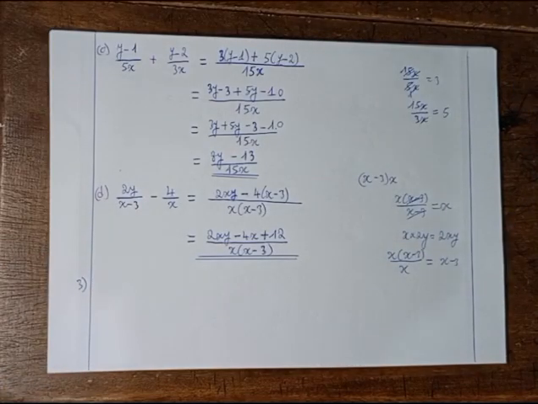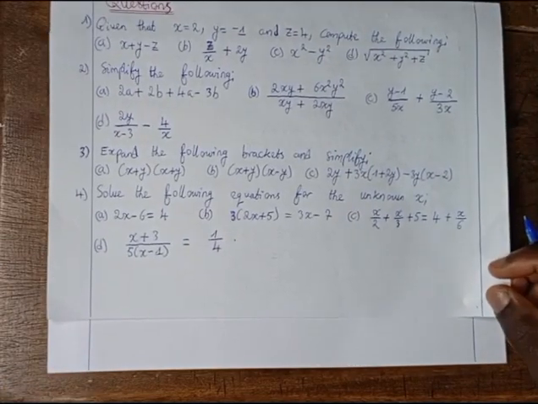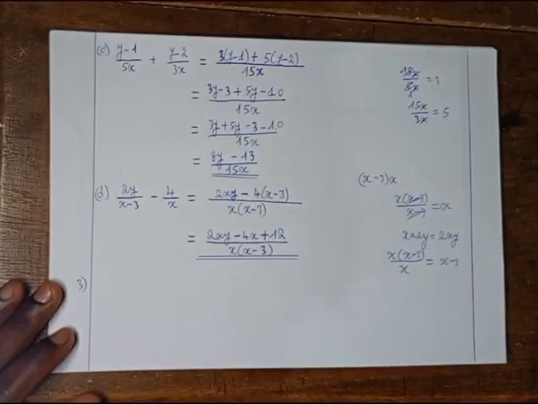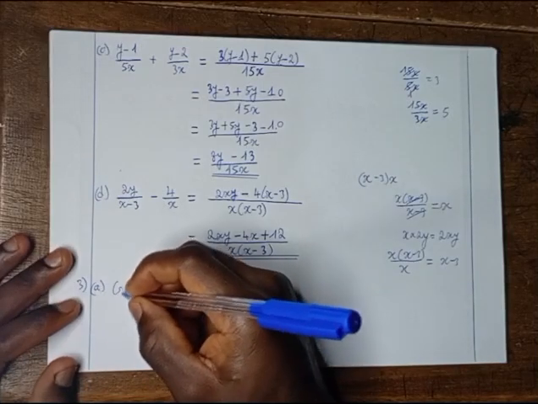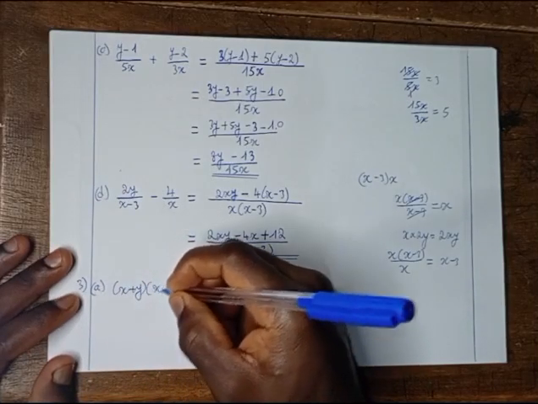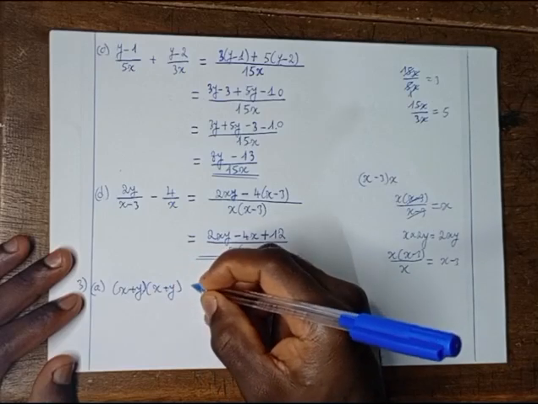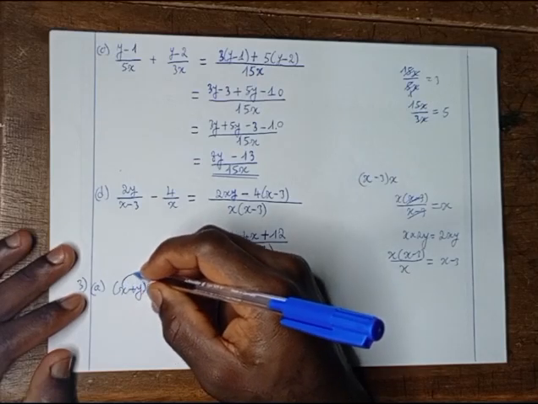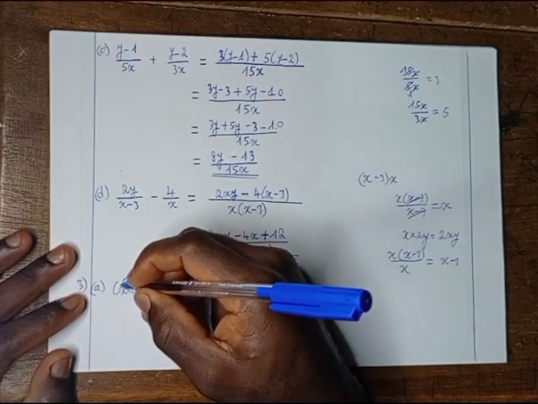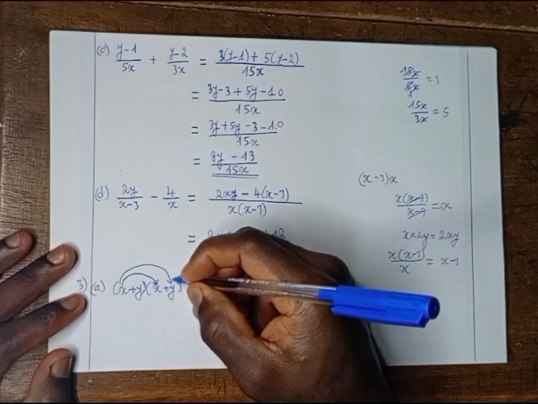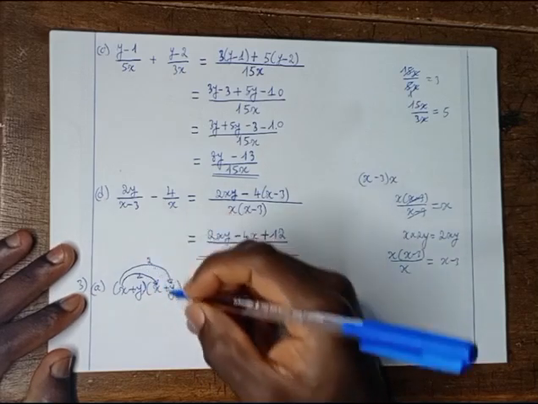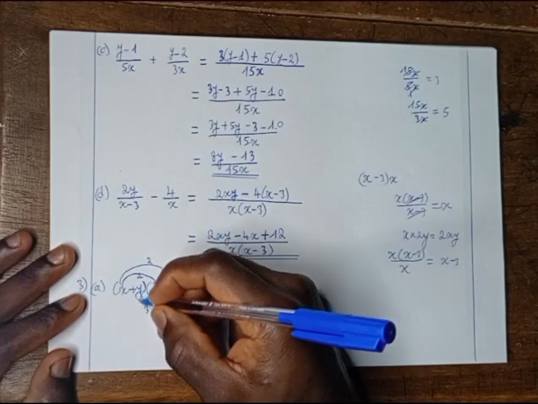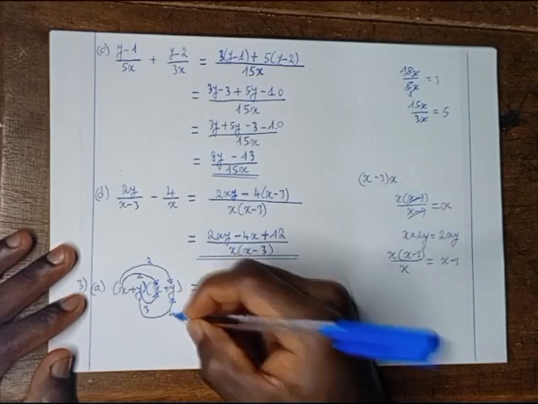Question 3 says expand the following brackets and simplify. These are them. You can see we have to expand those brackets. For the first one, A, we have x plus y times x plus y. This will simply be equal to, we are going to take x times x here. We take x times y. So this one is for 1, this one is for 2. Next, we go now to y times x is for 3. We take y times y is for 4.